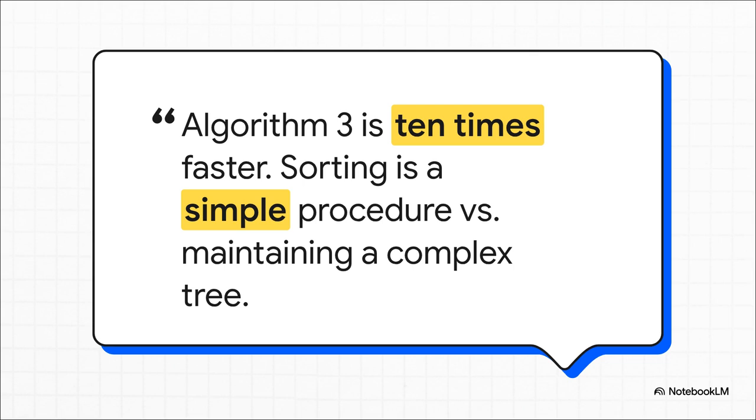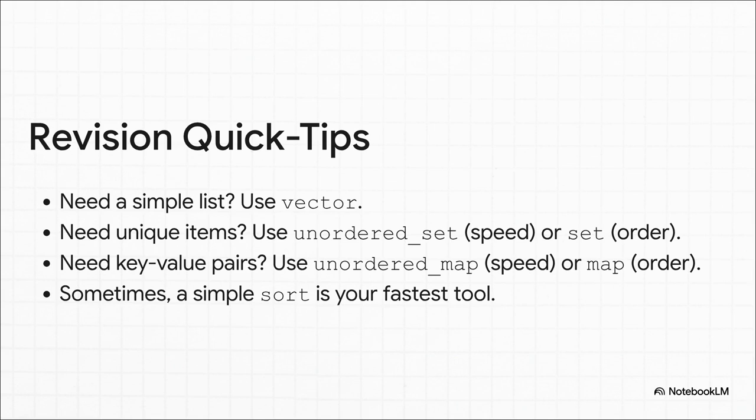So, let's wrap this up with a quick cheat sheet for your toolbox. If you need a simple dynamic list, vector is your absolute go-to. 99% of the time, that's what you want. If you need to check if things exist or keep a unique collection, your default should always be unordered set for maximum speed. Only use a set if you absolutely must have them sorted. Same story for key-value pairs. Start with unordered map for that sweet O(1) speed, and only fall back to map if you need the keys in order.